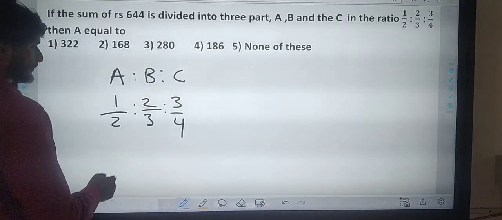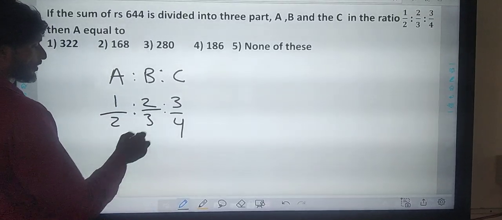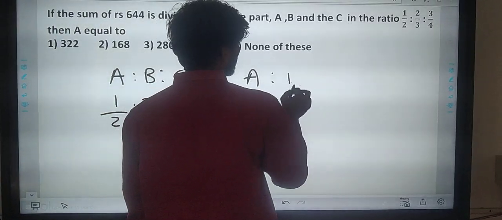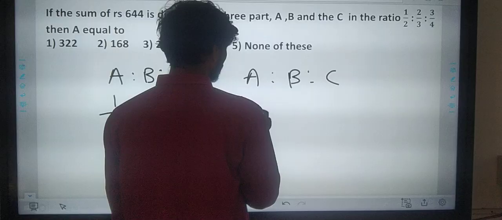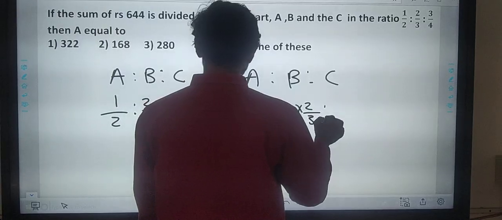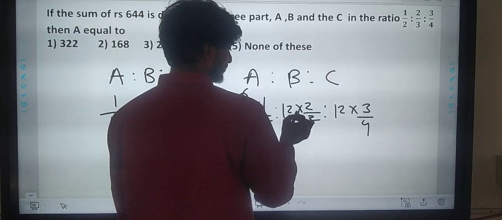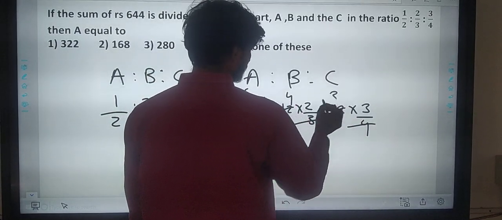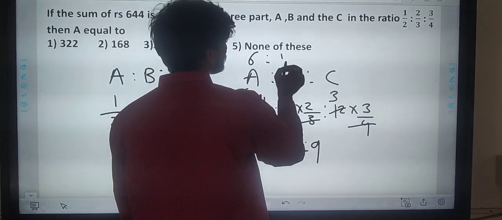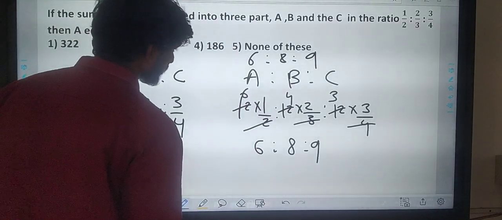Here we multiply this proportion by the LCM of 2, 3 and 4. LCM of 2, 3 and 4 is 12. Then 12 into half to 12 into 2/3 to 12 into 3/4. Then here 6, 8, 9. Then the ratio of A to B to C is 6 to 8 to 9.